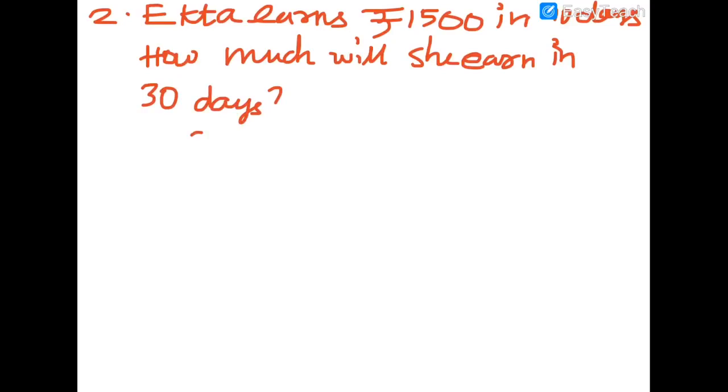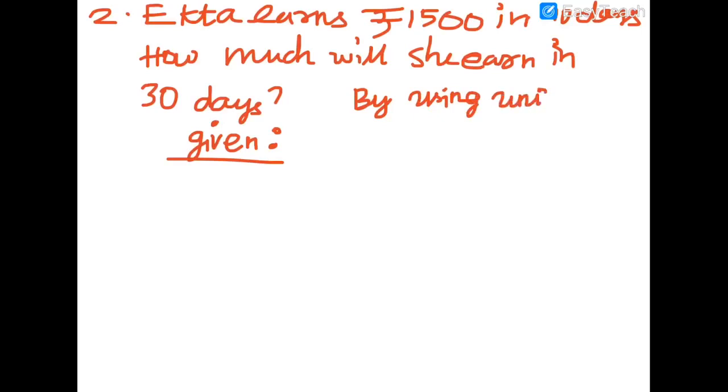First we have to write the given values. Whenever you see a problem, just write the given values. Ekta earns rupees 1,500 in 10 days. How much will she earn in 30 days? We have to find it by using the unitary method. First we have to know what the unitary method is. Unitary means one value we have to find, one unit we have to find.